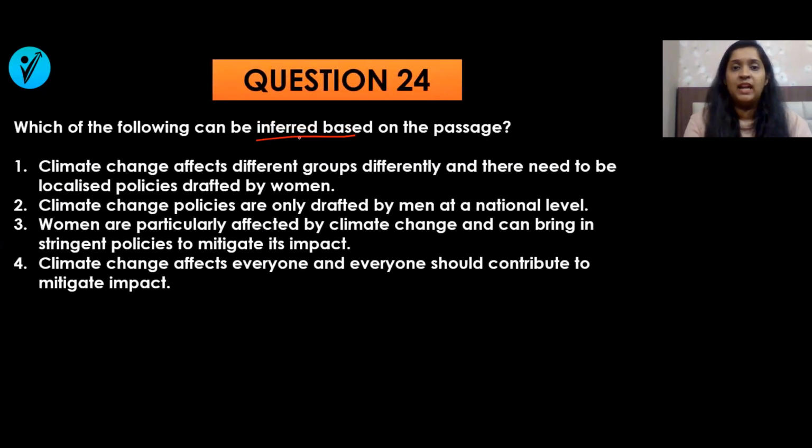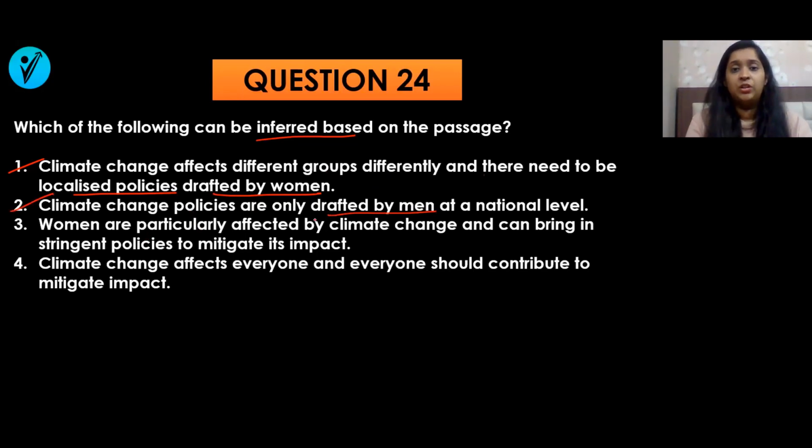Which of the following can be inferred based on the passage? Climate change affects different groups differently and there need to be localized policies drafted by women. This is incorrect. It's not talking about localized policies. Climate change policies are only drafted by men. No, it was written that it is drafted by women, but they have to face a lot of challenges to come forward.